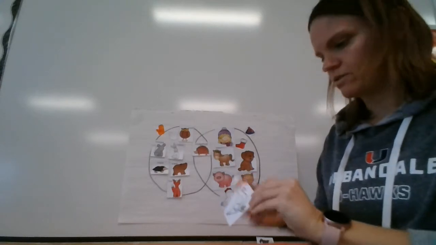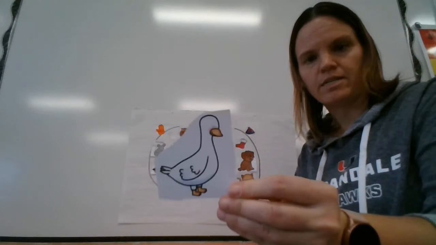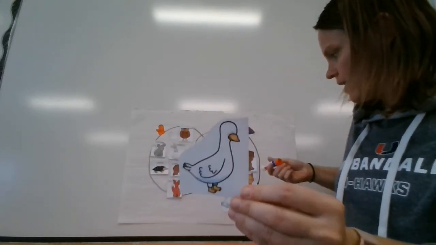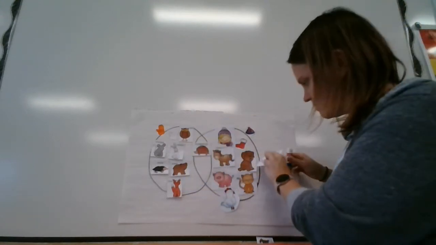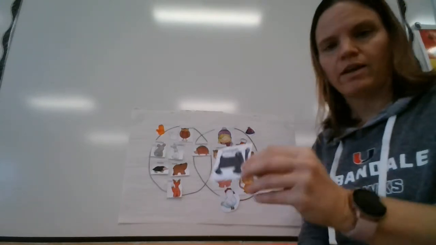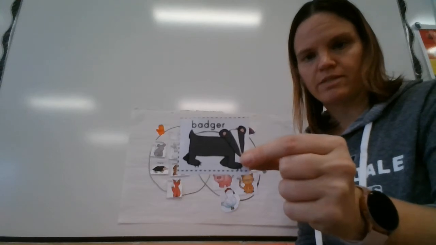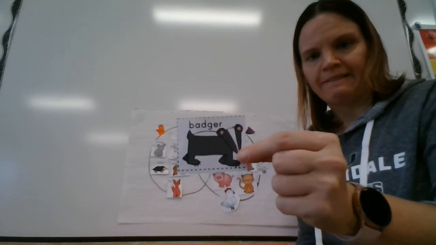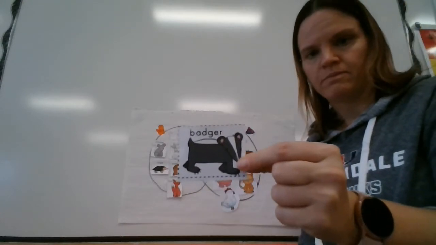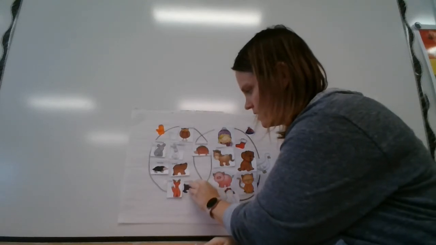Okay, here's the gander, the goose. Is he in the mitten, the hat, or both? Right, in the hat. Okay, put him on the outside here. There he is. And one more, friends. The badger. Which one was the badger in? The mitten, the hat, or was the badger in both? Yes. Just in the mitten.